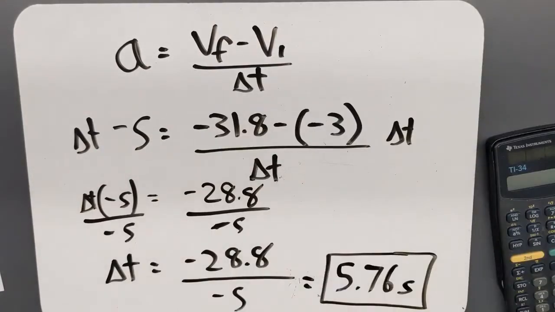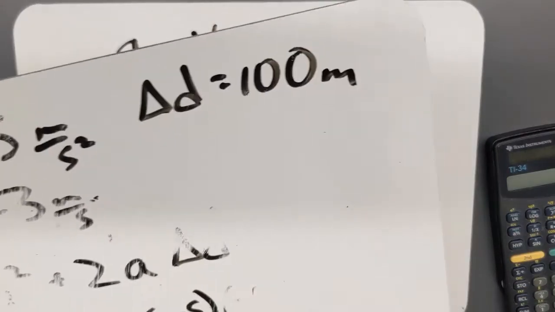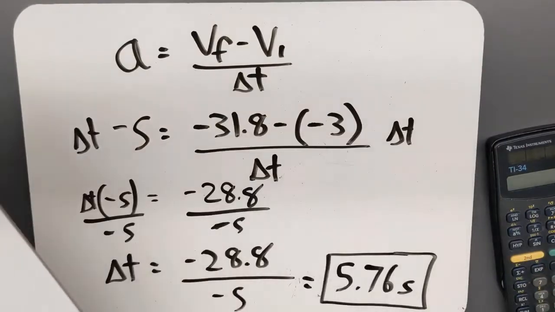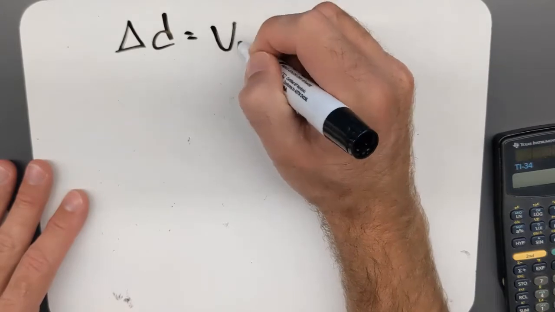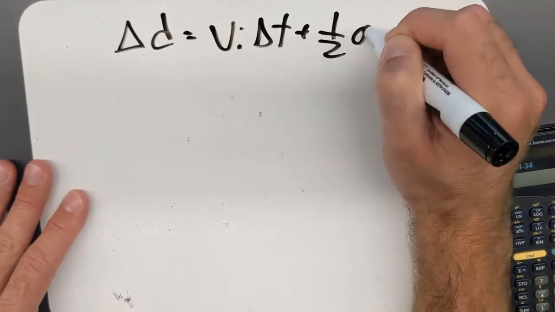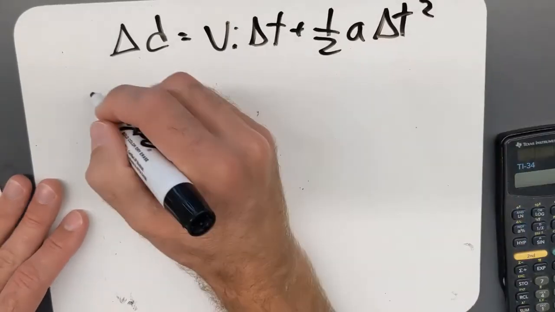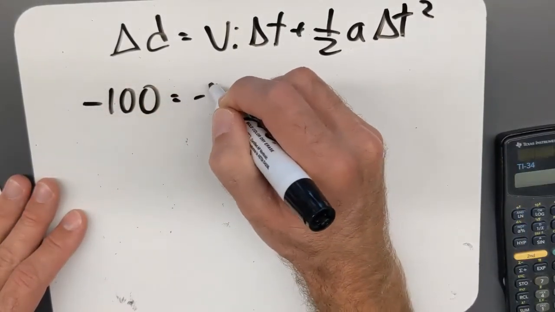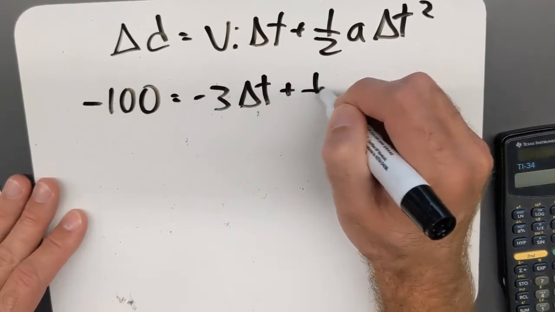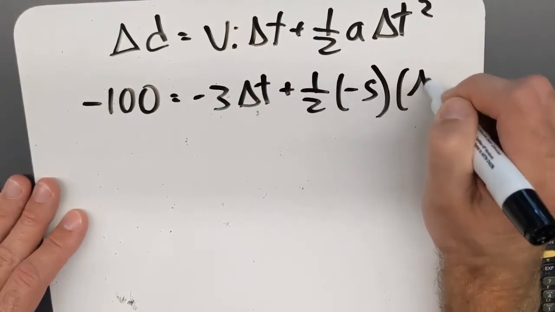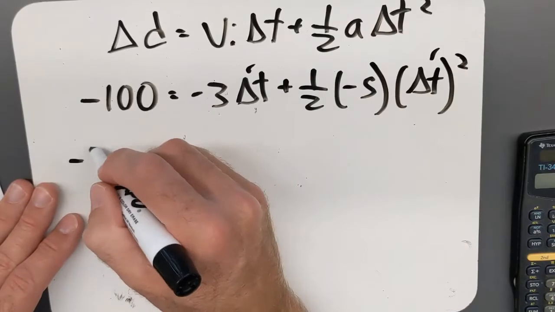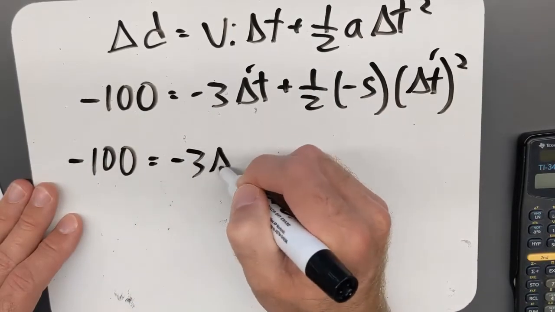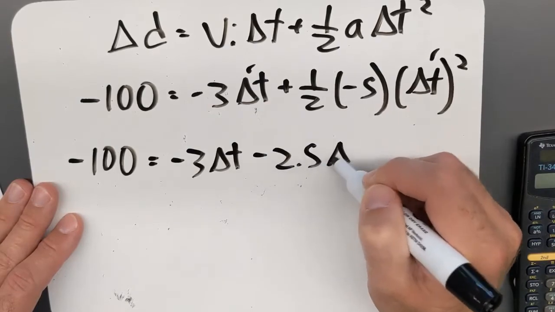Now, there's a harder way to do this, and I'll show you the problems of doing it the more difficult way. We're trying to find time. Well, maybe I want to use this equation: delta D equals V initial delta T plus 1/2 a delta T squared. Our delta D is -100, we know that. Our initial velocity is -3, time we're looking for, plus 1/2 times -5 times delta T squared. In this equation, we have one unknown, just delta T. So when we do this, we have -100 equals -3 delta T minus 2.5 delta T squared.